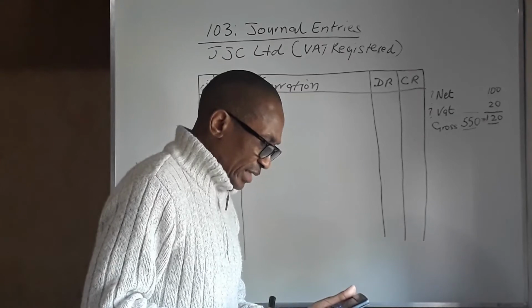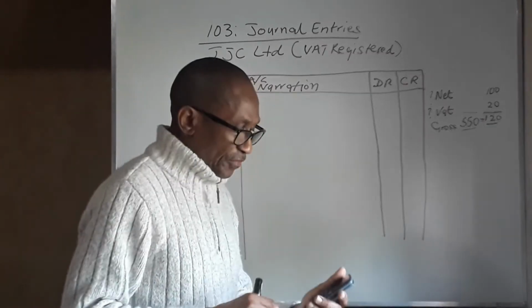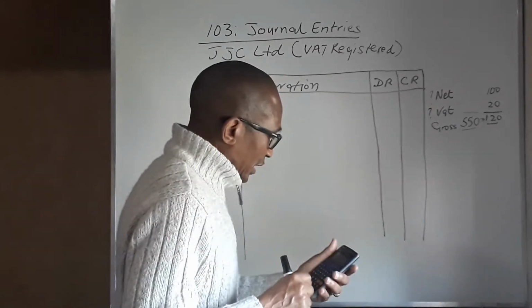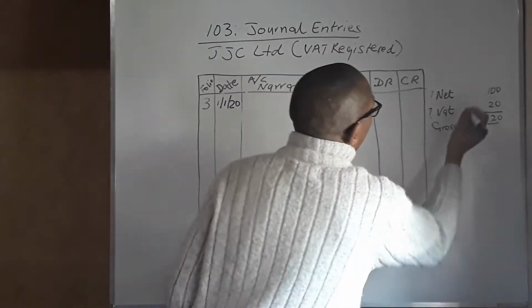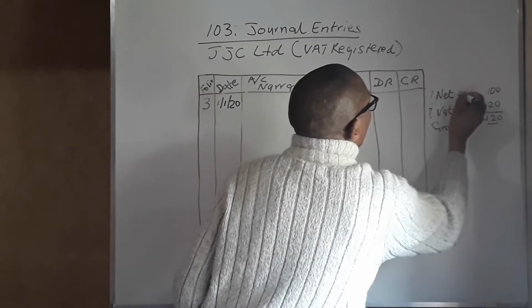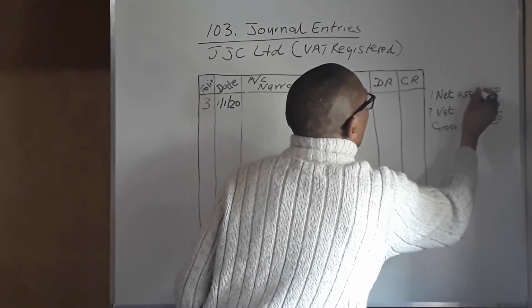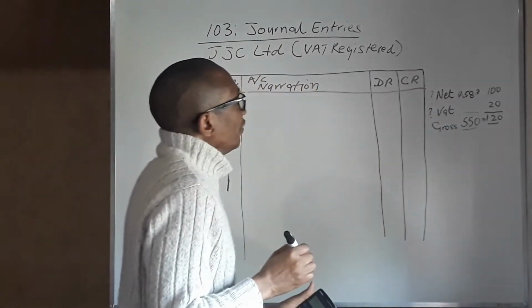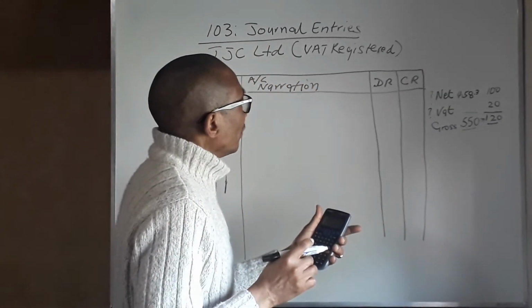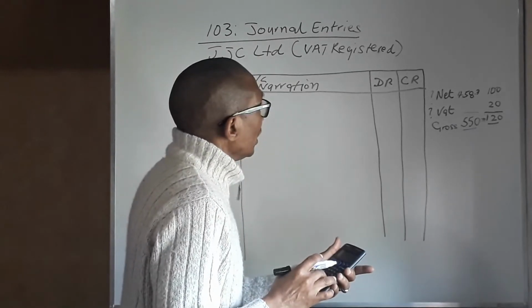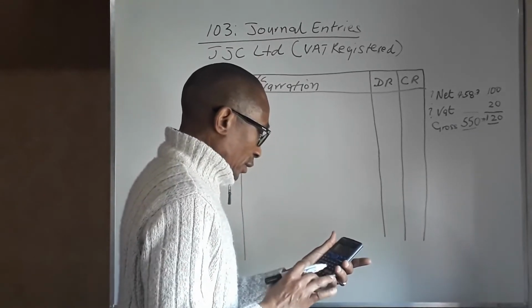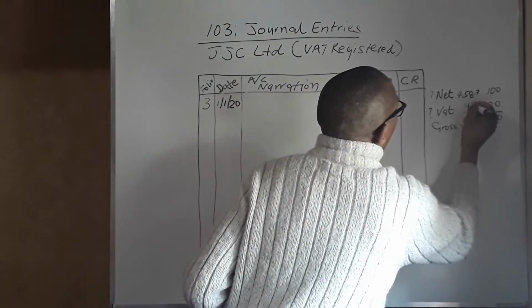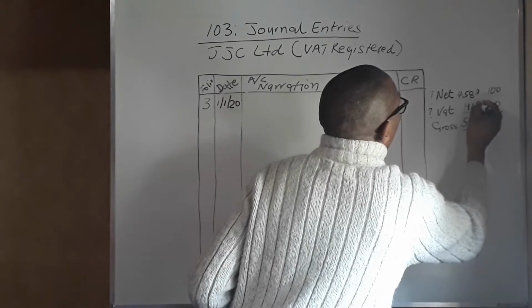550 divided by 120 will give us 4.583 per percentage. If we multiply that by 100, that gives 458.3 for the net. Then the difference between those two will give us the VAT. So that is 550 less 458.3, which gives us 91.7 pounds for the VAT.